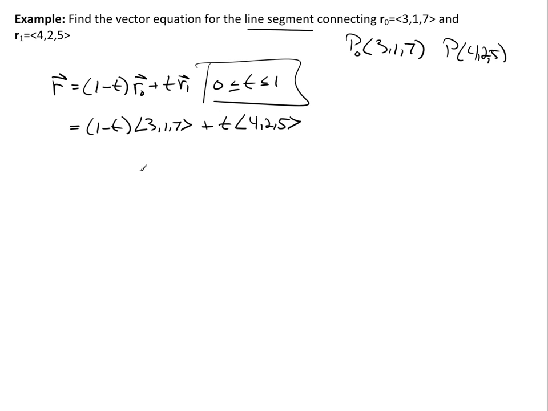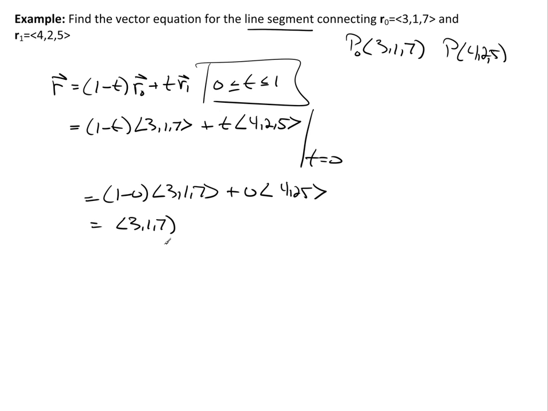Now, see what happens when t equals 0. I'm going to evaluate this real quick for t equals 0. What I get is 1 minus 0 times the vector (3, 1, 7) plus 0 times the vector (4, 2, 5). That is simply the vector (3, 1, 7), which is the position vector for that first point. That's r naught.